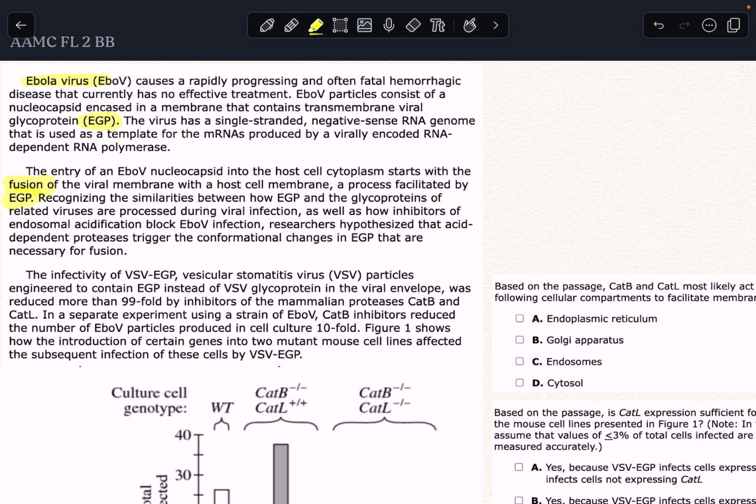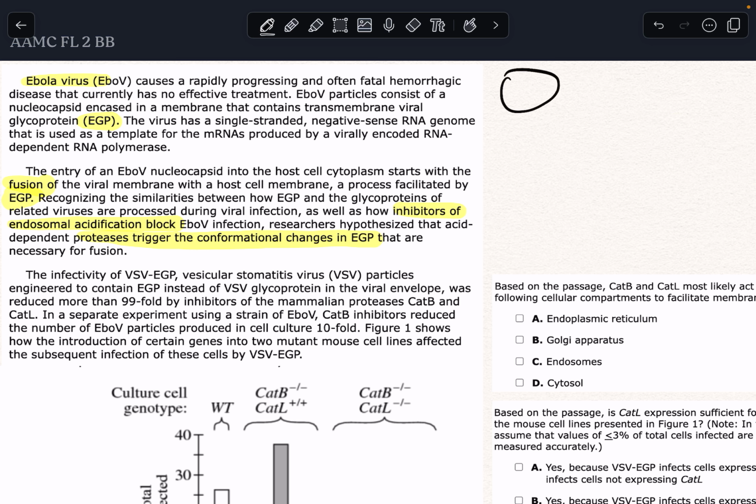Recognizing the similarities between how EGP and the glycoproteins of related viruses are processed during viral infection, as well as how inhibitors of endosomal acidification block Ebola infection, researchers hypothesized that acid-dependent proteases trigger the conformational change in EGP that is necessary for fusion. Okay, there's a lot of information from the first 2 paragraphs, right? As we actively read this, we want to have a mental pathway of what is going on. So let's draw it out.